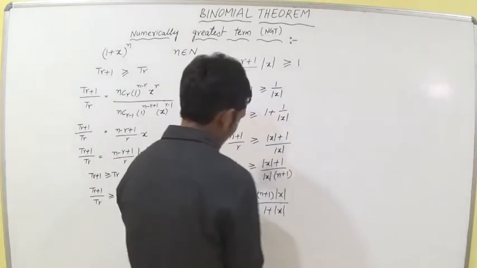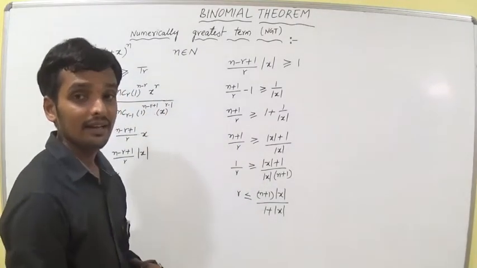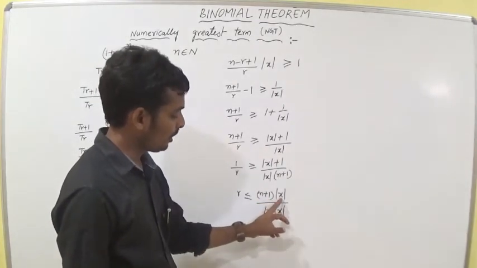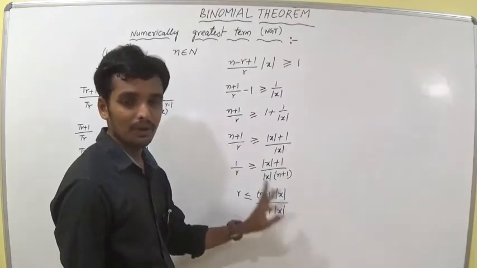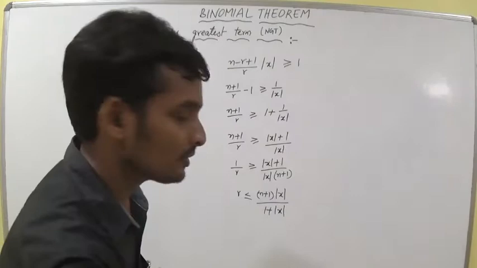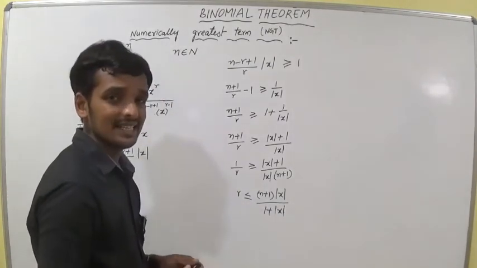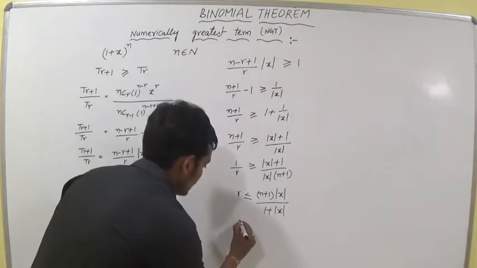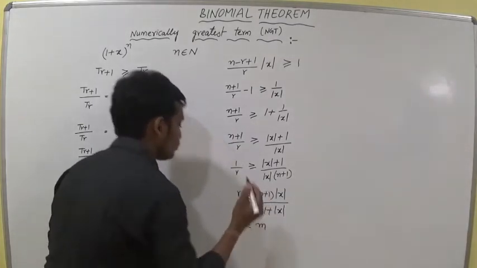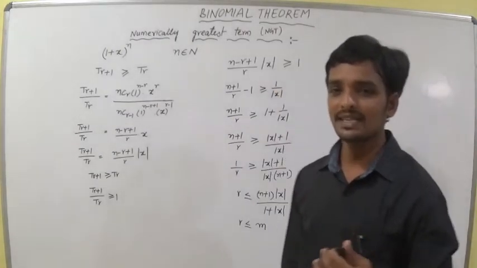So here r is less than or equal to the value of (n plus 1) into mod x by (1 plus mod x). So I am writing the value of r. Here r is less than or equal to m. What is m, sir? I am getting confused. M is an integer.